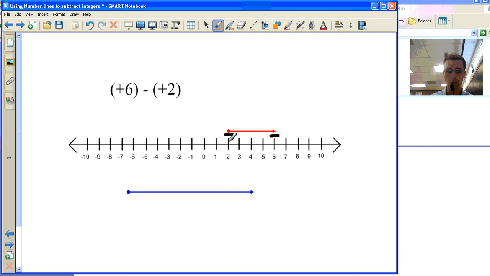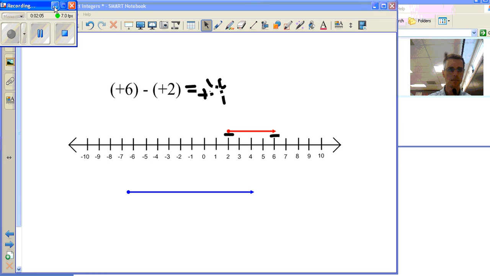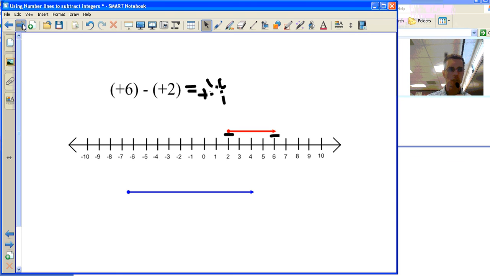We start at +2 and now we count. 1, 2, 3, 4. So we know it's going to be 4 because the difference between these two is 4. And is it positive or negative? Well, because we went up the number line and not back, we know it's going to be positive. So it means +4.